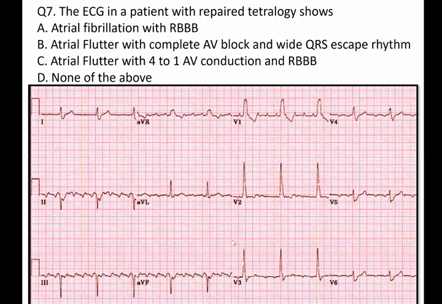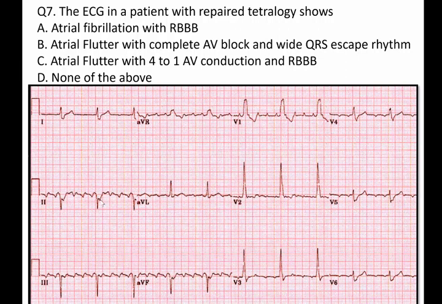We do not have any rhythm strip here, but if you look at the apparent PR interval of any beat, the PR interval looks the same in all the beats. So that means that there is AV association. And if you look at the number of P waves preceding each QRS, you have 1, 2, 3 and 4 P waves for one QRS complex. So this is atrial flutter with 4 to 1 AV conduction and right bundle branch block.